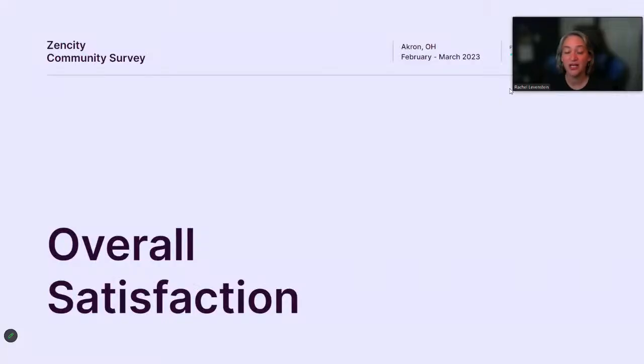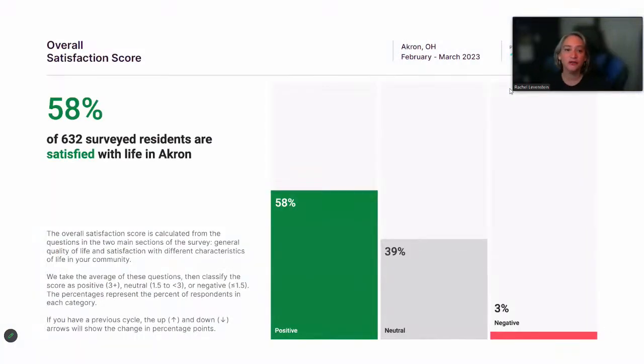So I'm going to start out by talking about overall satisfaction. We're going to jump right into the survey results. And overall satisfaction is a combination of results from our quality of life questions and our community characteristics section. So the way we created these scores was to take the average of the quality of life scores, the average of the community characteristics scores, take the average of that together, and then assign a positive, neutral, or negative score to that. And so 58% of residents in Akron were satisfied with life overall.